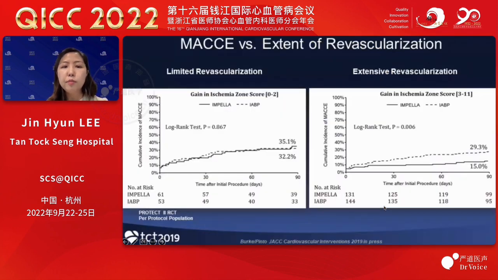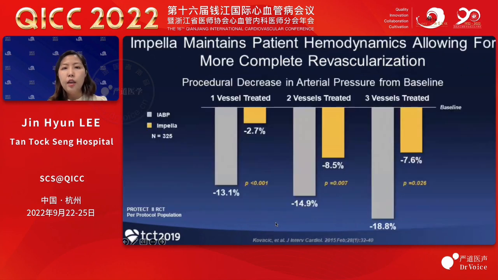It is also shown in the PROTECT 2 trial, where they compared the limited revasc group with the extensive revasc group, where the extensive revasc group has lower MACE compared to the limited one. And how MCS helps in this case is that it maintains the hemodynamics during the procedure. As you can see, compared to the balloon pump, with the Impella there was much less procedural decrease in arterial pressure during the revasc.